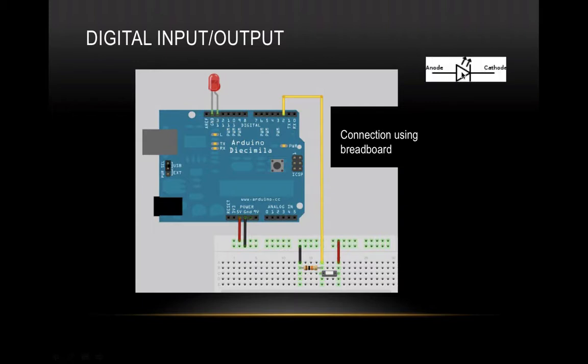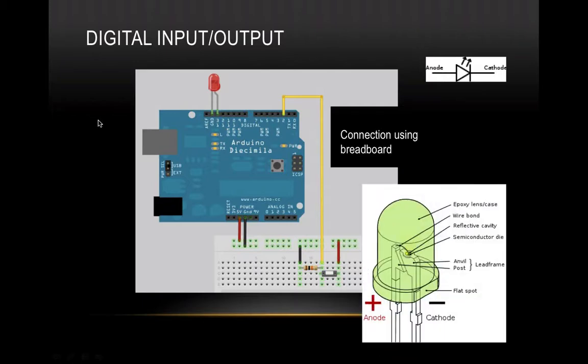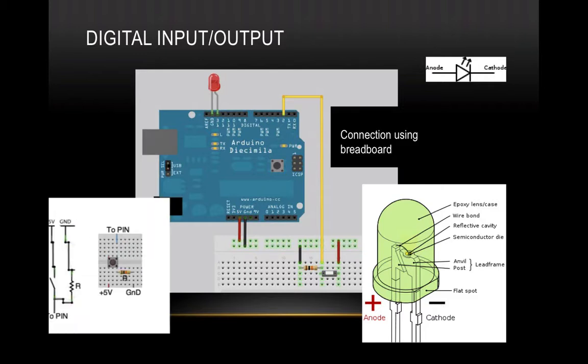As you can see, the symbol for the LED is given as that. The LED has one side flat and the curvature on all the other sides. The flat side is generally referred to as the cathode, and the opposite side is referred to as the anode. So in order to make this LED glow, you need to give a high value at the anode and a low or zero value at the cathode, and that will make the LED glow.